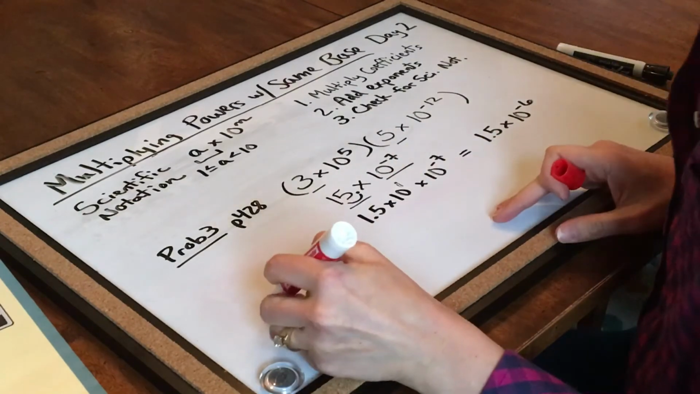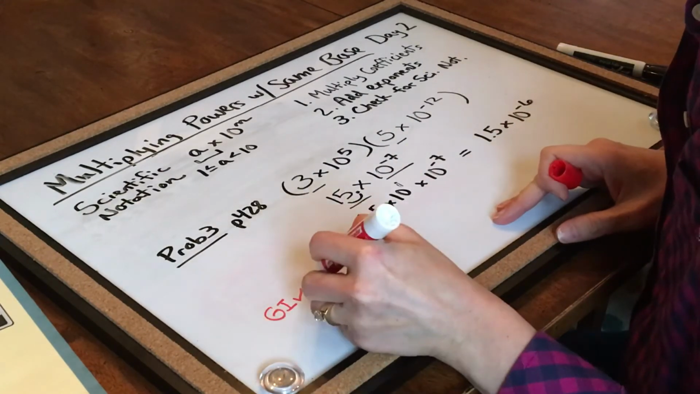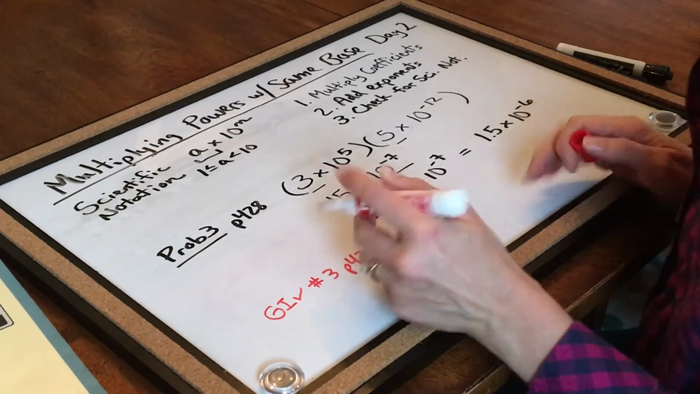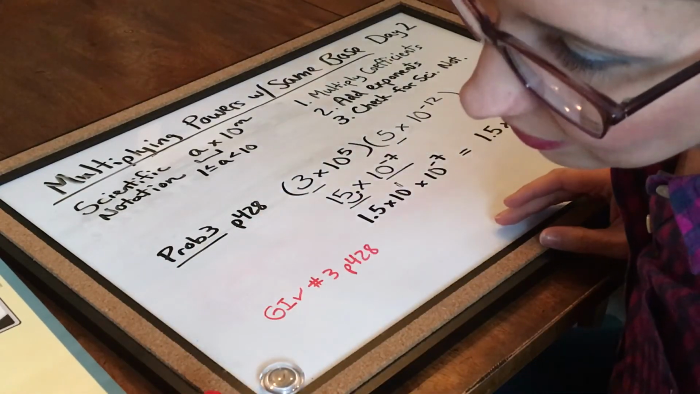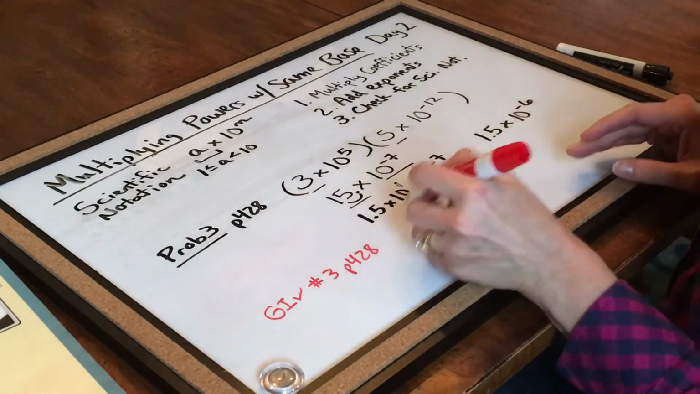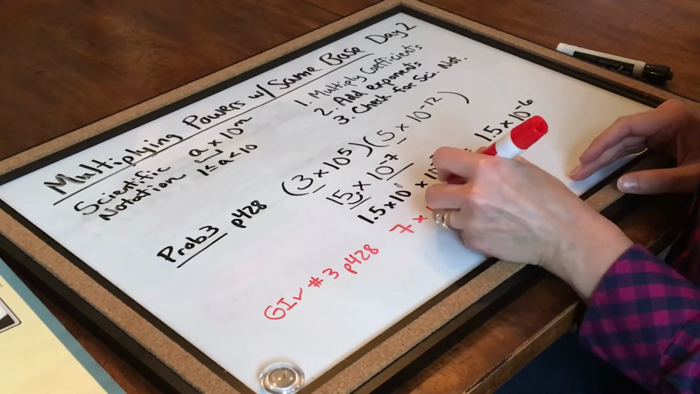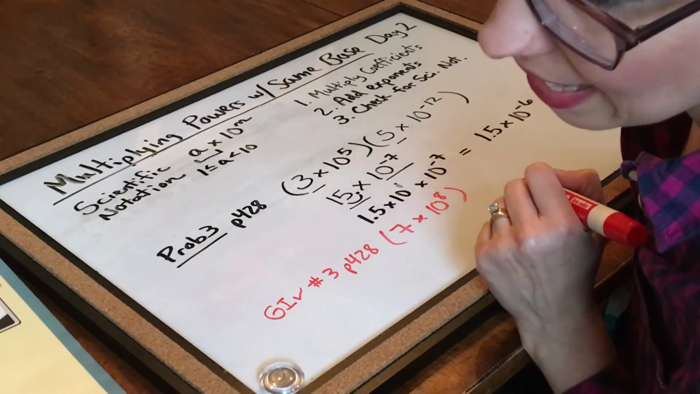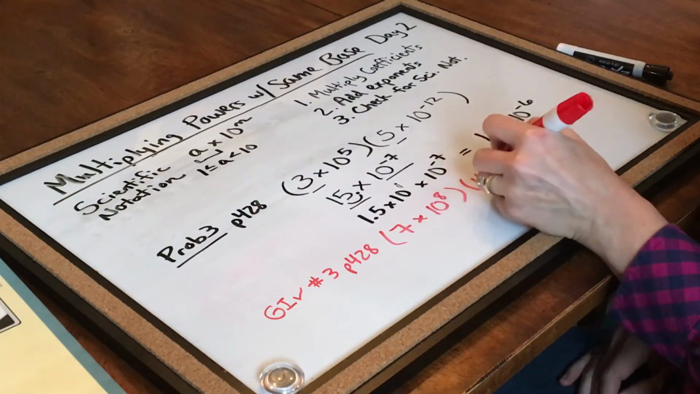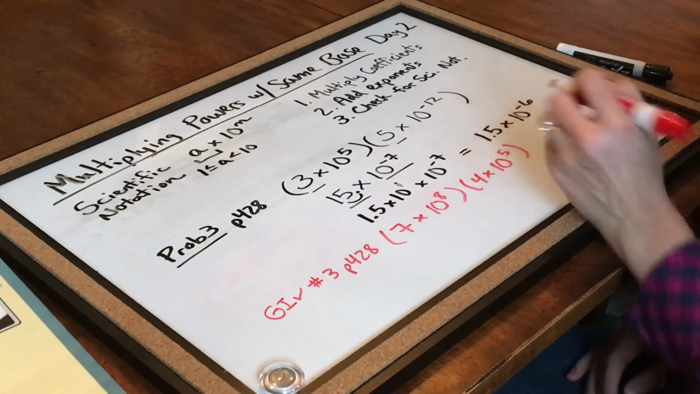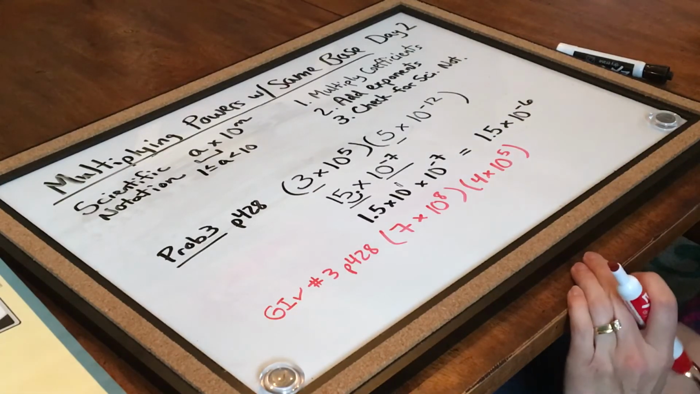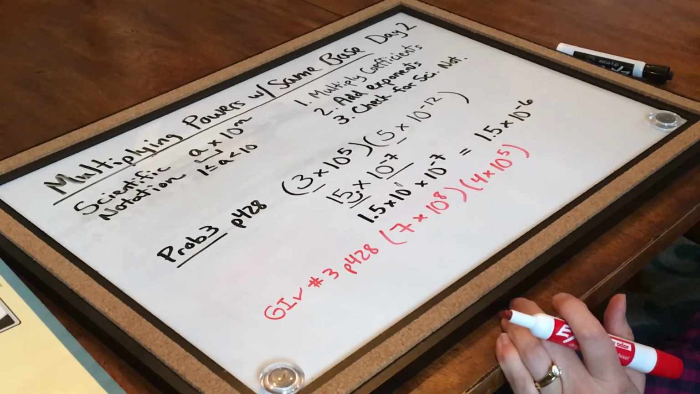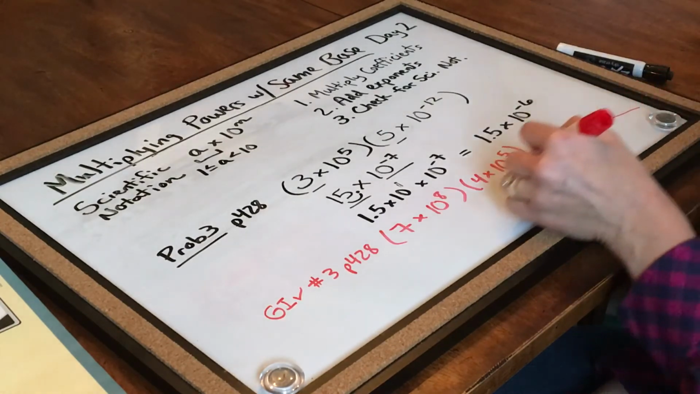We're doing the got it check number 3, and that is on page 428. It's asking us to multiply 7 times 10 to the 8th by 4 times 10 to the 5th. Go ahead and pause, and then start the video again when you're ready to see the solution. Okay, let's take a look.